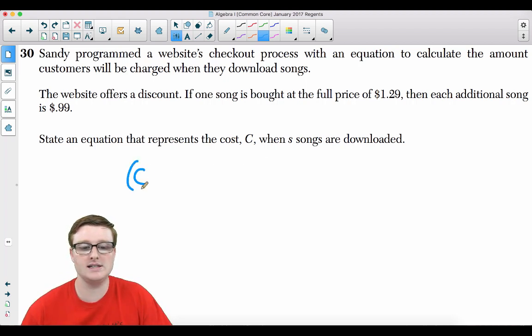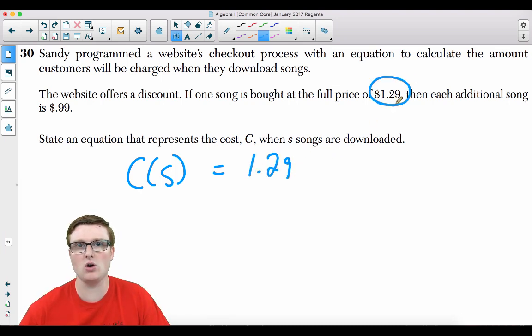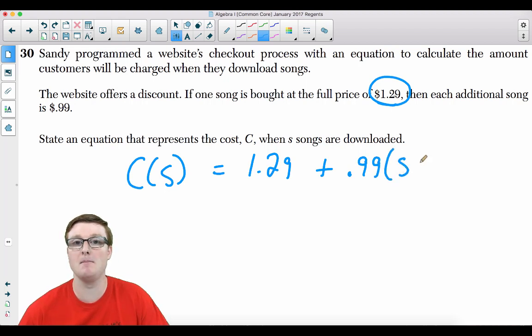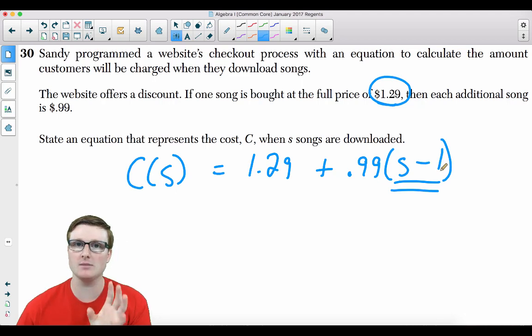So the cost C of S, for S songs downloaded, that's going to be $1.29 for the first song plus 99 cents times (S minus 1). This S minus 1 comes up a lot on the Regents exam for Algebra 1.